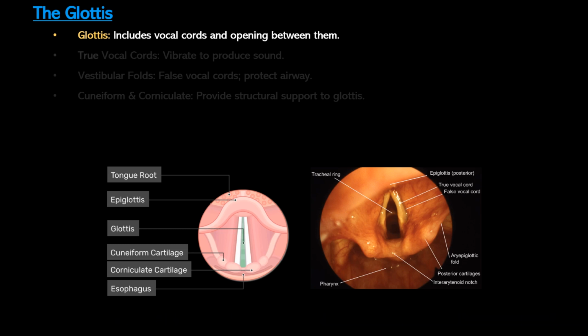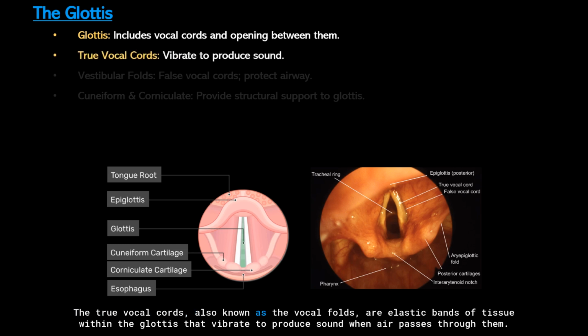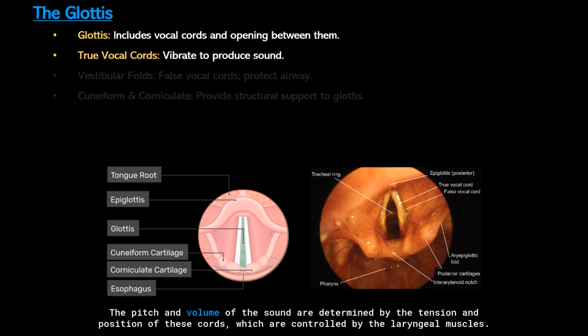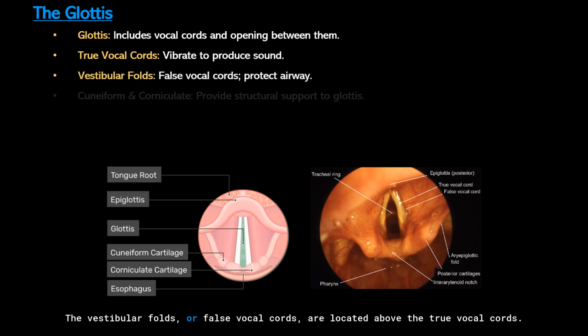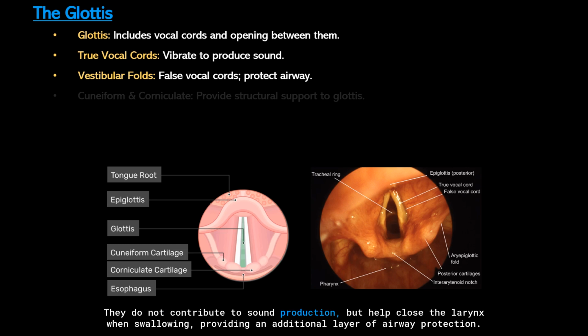The true vocal cords, also known as the vocal folds, are elastic bands of tissue within the glottis that vibrate to produce sound when air passes through them. The pitch and volume of the sound are determined by the tension and position of these cords, which are controlled by the laryngeal muscles. The vestibular folds, or false vocal cords, are located above the true vocal cords. They do not contribute to sound production, but help close the larynx when swallowing, providing an additional layer of airway protection.